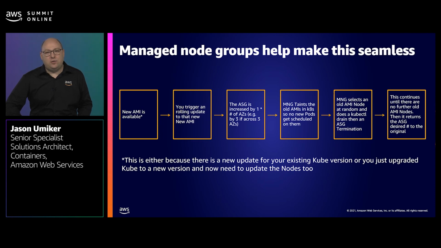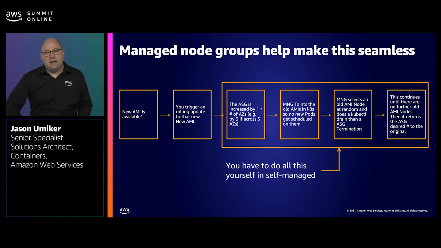The managed node group will recognize the upgrade process was successful and then scale the auto-scaling group back down to its original capacity. The important thing to note here is that if you're using self-managed nodes rather than managed node groups, the last 4 steps are things that you have to do yourself.